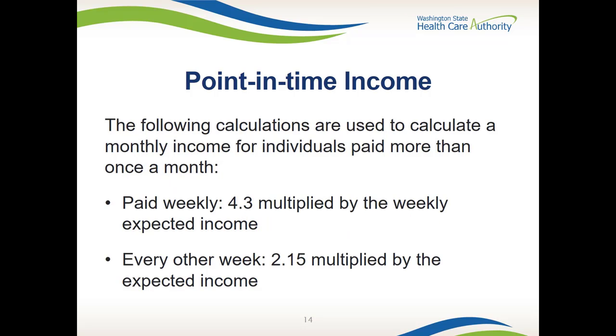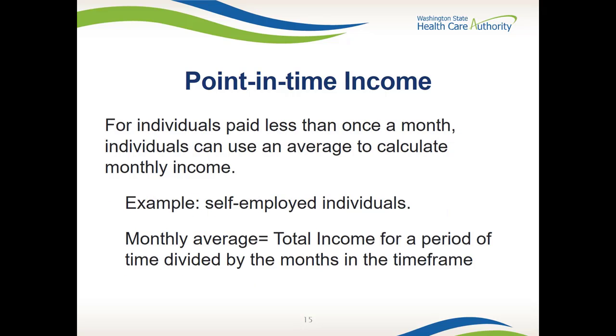The following calculations are used to calculate a monthly income for individuals paid more than once a month. When individuals are paid weekly, multiply their expected income by 4.3. When individuals are paid every other week, multiply their expected income by 2.15. For individuals paid less than once a month, individuals can use an average to calculate monthly income. A good example of this type of income is self-employment.